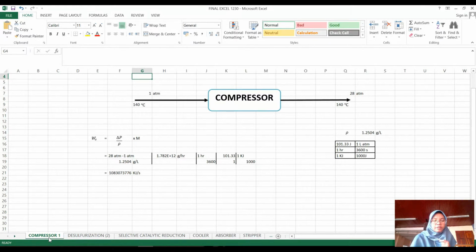I'm the one who did the energy balance for the flue gas desulfurization and selective catalytic reduction. Before the flue gas enters the flue gas desulfurization, we need to compress it from 1 atm to 28 atm. As we were told, we need to use the shaft work in these equations, and after I calculated it, I got an endothermic energy balance, which is positive.